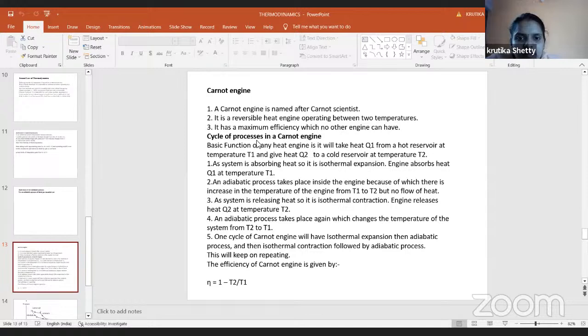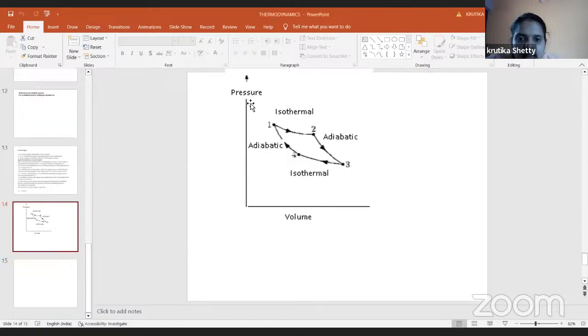Then next we have the cyclic process of this Carnot engine. As I told you, we don't require the explanation. Efficiency is equal to 1 minus T2 divided by T1. Here you can see your Carnot engine cycle. This is called the PV diagram, that is, pressure versus volume.